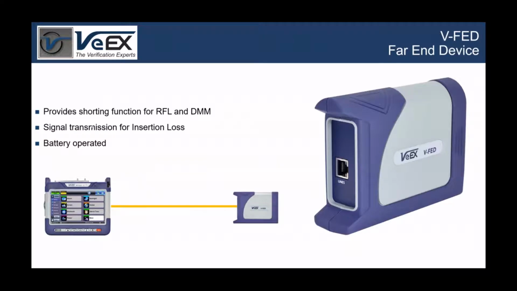As mentioned, we've developed a far end device which we are calling V-Fed. Its primary function is to provide a shorting function for RFL and the resistance meter to measure loop resistance or loop length. The Fed is also the way to send signal from the far end to the MTTplus-522 for it to measure insertion loss or frequency response. So it's a signal generator for the MTTplus. As you can see, it's a standalone box. It's battery operated.